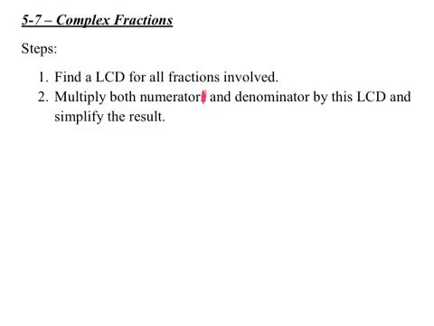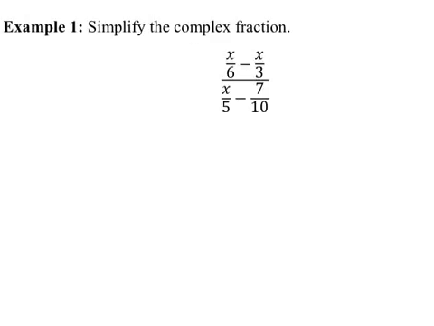The first example is going to have numerical denominators. The next one will have variable denominators. So example 1. Here, we're going to see we have fractions within fractions. That's what a complex fraction is. So x over 6 is one fraction. x over 3 is another. x over 5 is another. 7 over 10 is the last.